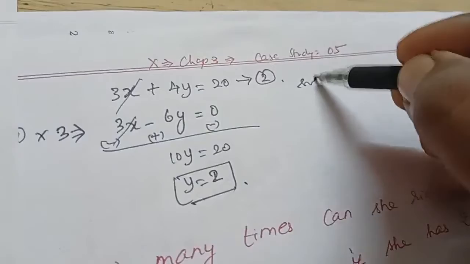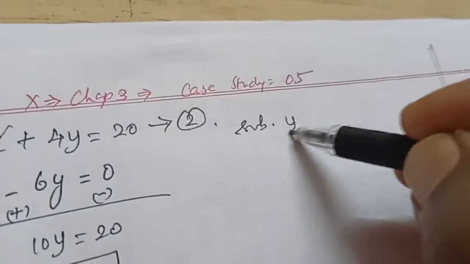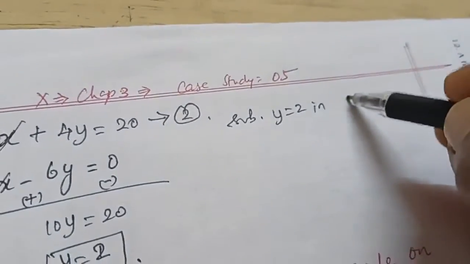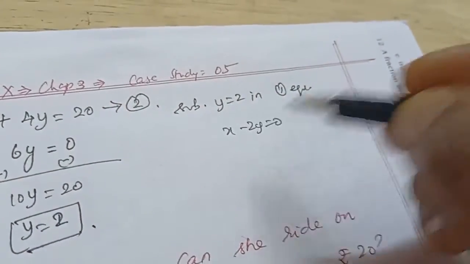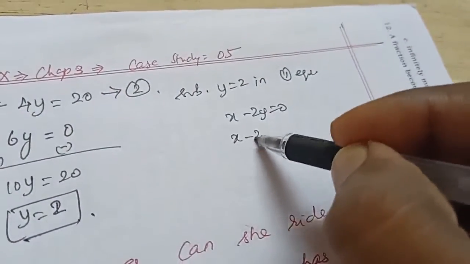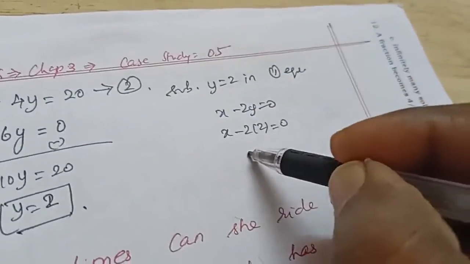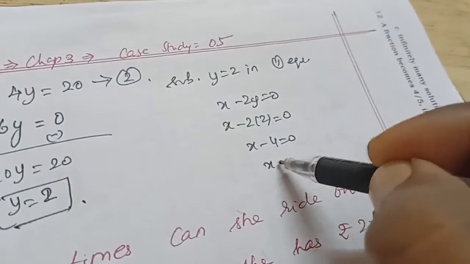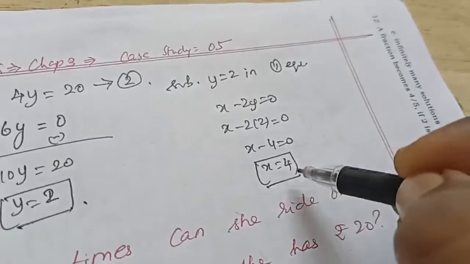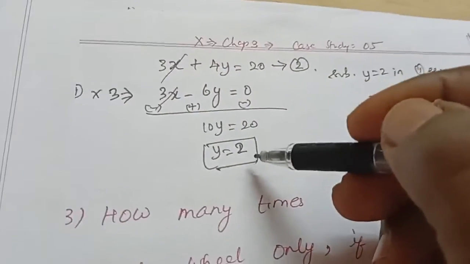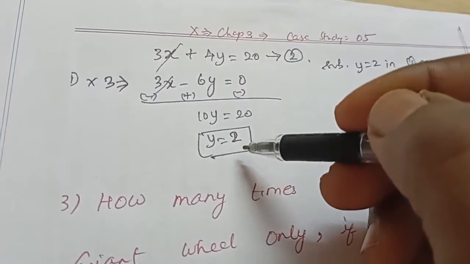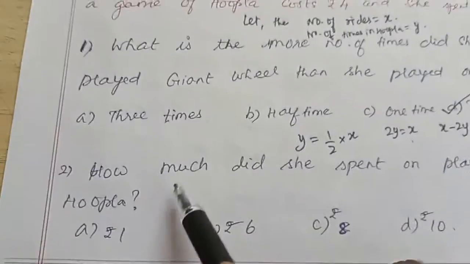So substitute y is equal to 2 in the first equation. What is the first equation? x minus 2y is equal to 0. So x minus 2 into 2 is equal to 0, so x minus 4 is equal to 0. x is equal to 4. So the number of rides on the giant wheel is 4, and the number of times in hoopla is 2 times.